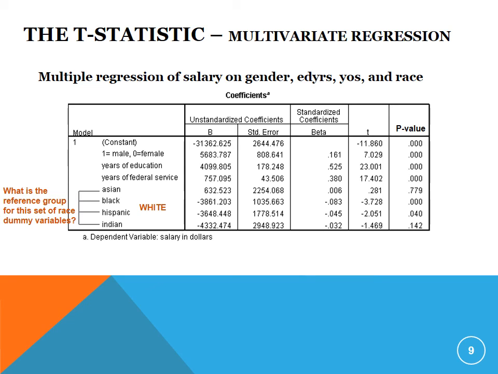So remember that the reference group for this set of dummy variables, because we don't see it here, has to be white. So everything that we see here is being compared to the white employees in this sample. But what can we conclude about Asian employees based on what we now know from the T statistic? We're only looking at that T statistic column. So what would you say that we can conclude?